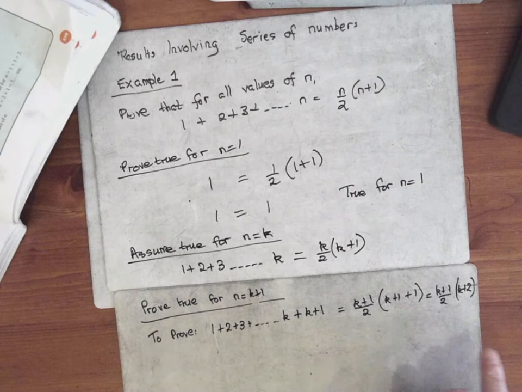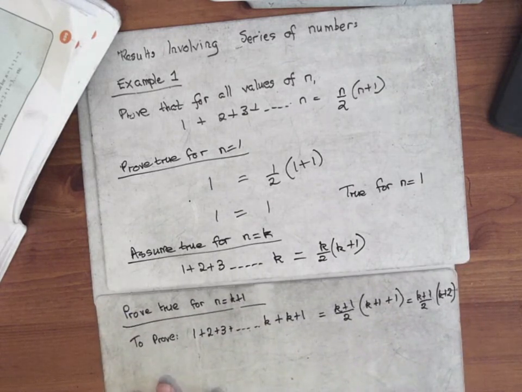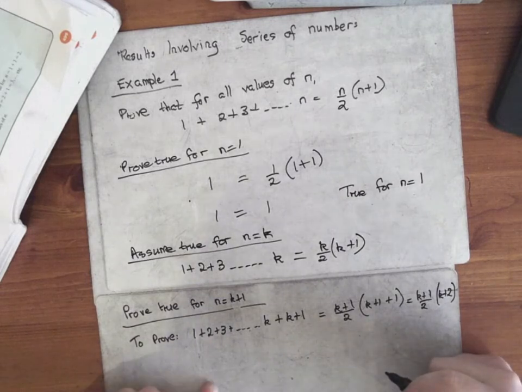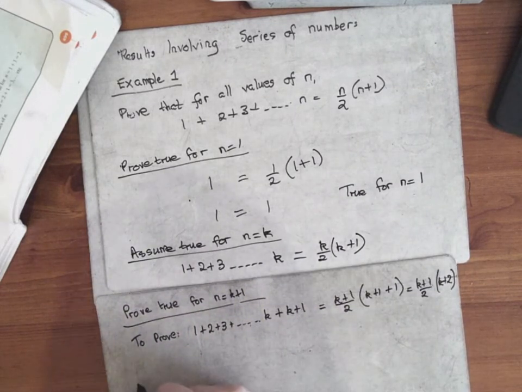This line here, see this 'to prove' line? That would be my last line of my proof. So now I've proved nothing yet, I've only talked about what I'm going to prove. So now I have to do the proof.